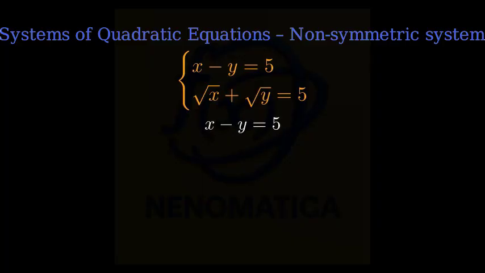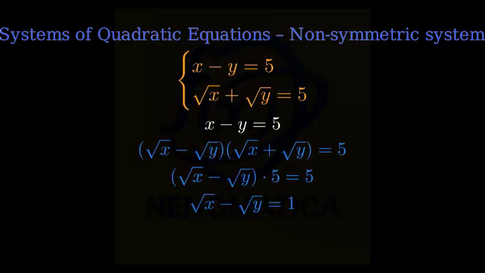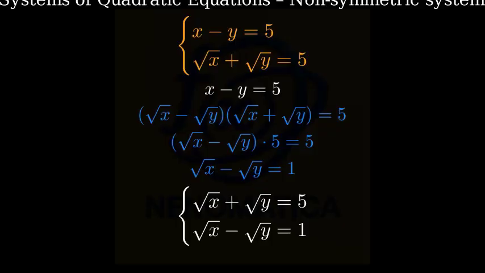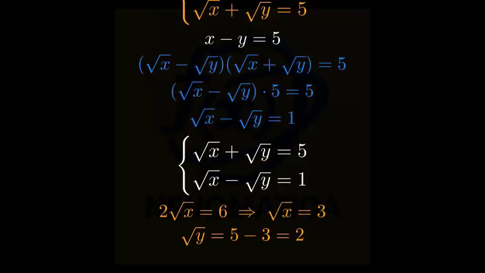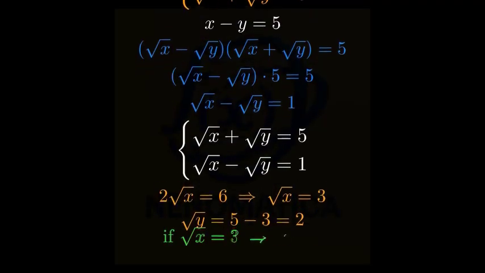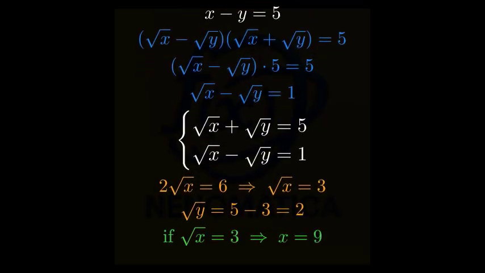Now recognize that x minus y can be written as the quantity (square root of x minus square root of y) times the quantity (square root of x plus square root of y). Since the sum of the square roots equals 5, substitute that directly. Divide both sides by 5 to isolate the difference of the square roots. Now we have a new two-equation system in the square roots. Add the two equations to eliminate the negative term and solve for the square root of x. Then back substitute to get the square root of y. Finally, square both results to find x and y. If the square root of x is 3, then x equals 9.